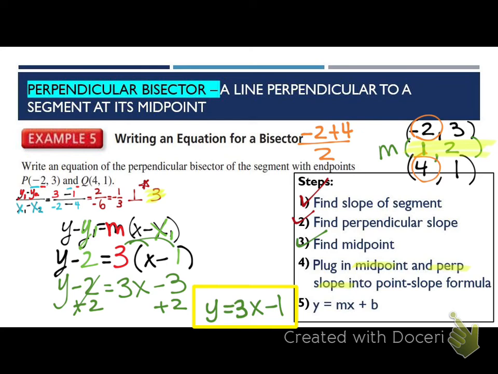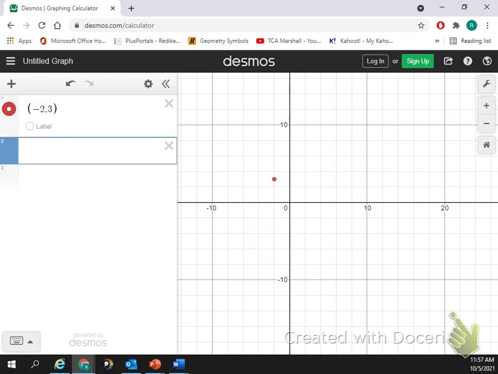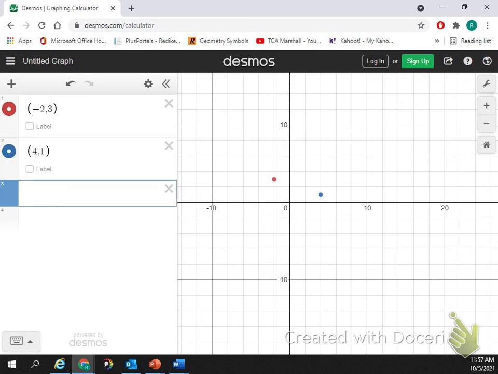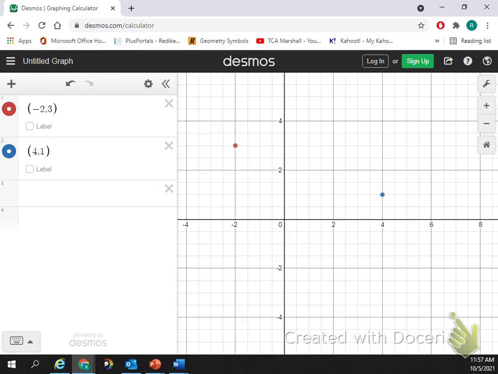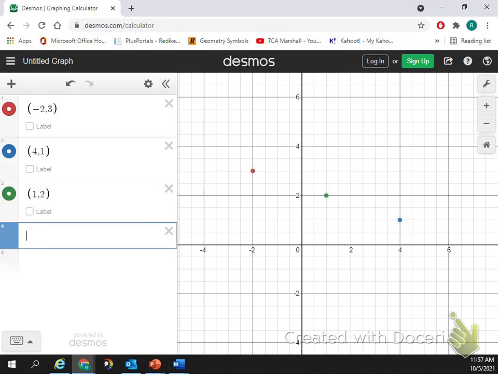So this one is really difficult to comprehend if you haven't seen it yet. So what we're going to do is go back to Desmos. What were the original endpoints? -2, 3, and 4, 1. All right, so here are our endpoints. I'll zoom in, it's pretty zoomed out. What did we find to be the middle point? 1, 2. All right, so there it is in the middle.